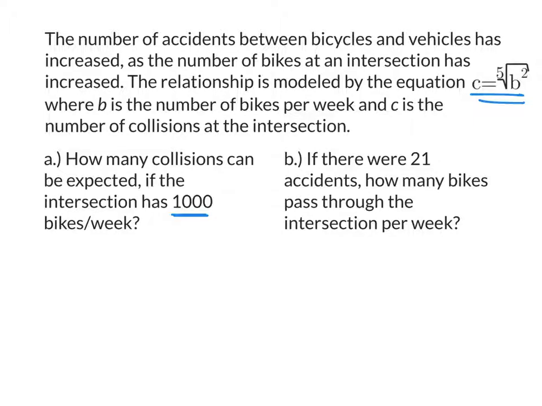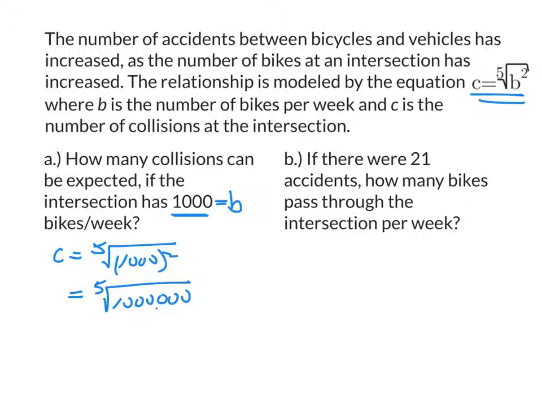Well, obviously this 1,000, since it's bikes per week, is going to be the b that we put into our equation. So c is equal to the fifth root of 1,000 squared. So you're going to have to take the fifth root of 1,000 squared. So there's 1,000. When we square it, we tack on 3 more zeros. So we're really talking about the fifth root of 1,000,000. If I were you, I would definitely break out that calculator, find out where your fifth root button is, and take the fifth root of 1,000,000, and we'll come up with 15.848. And that would be collisions or accidents.